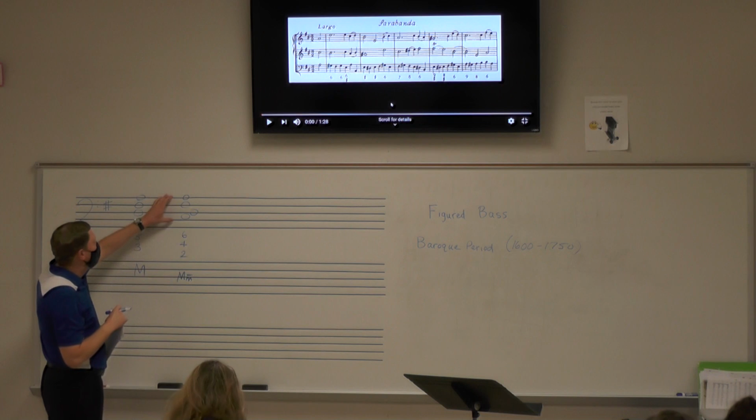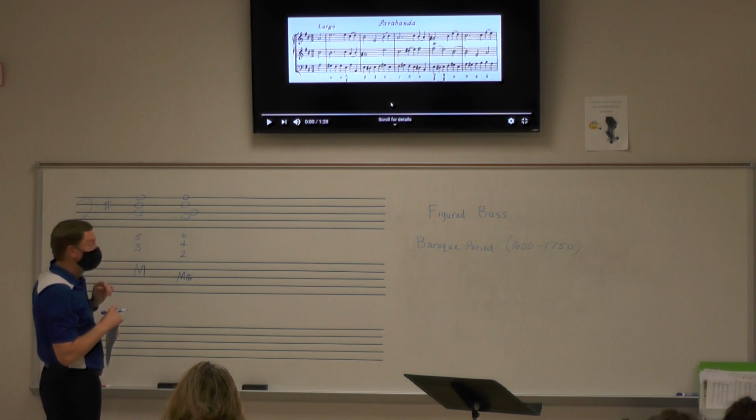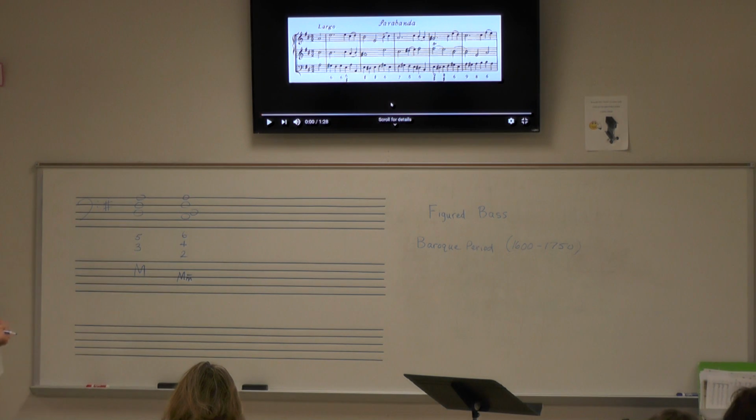Can you tell me what bass position it's in? Is the root on the bottom, is it stacked in thirds? No. So it's in one of the three inversions. Do you know which inversion of the seventh chord it's in? Is it third inversion? Third inversion.